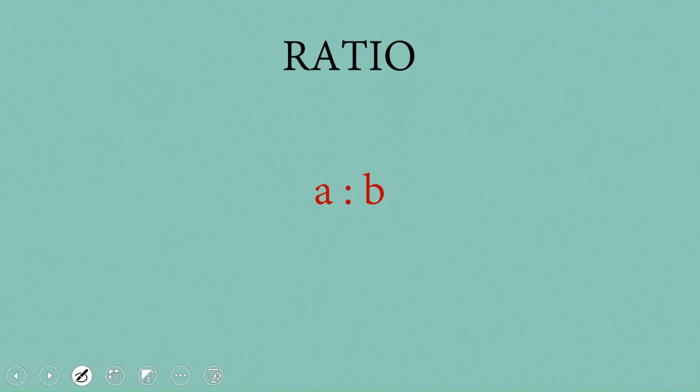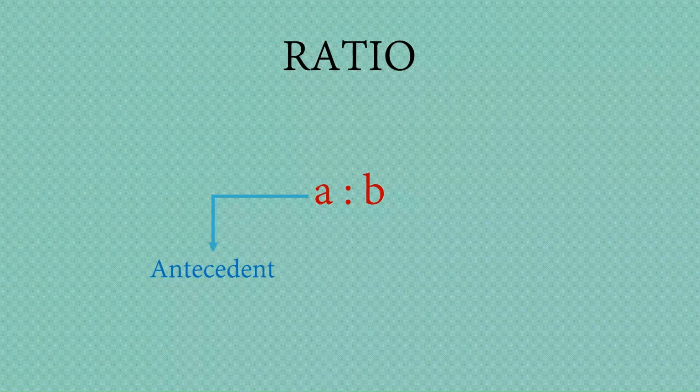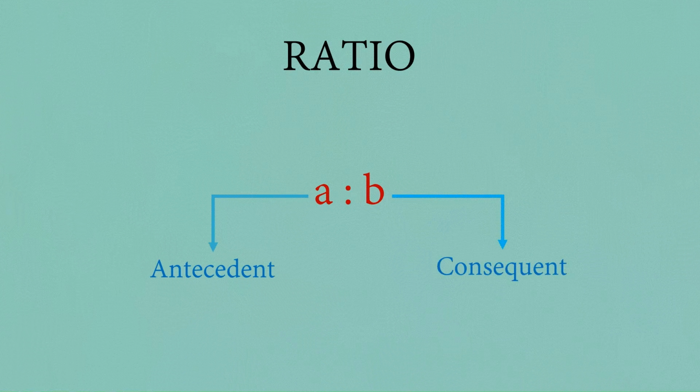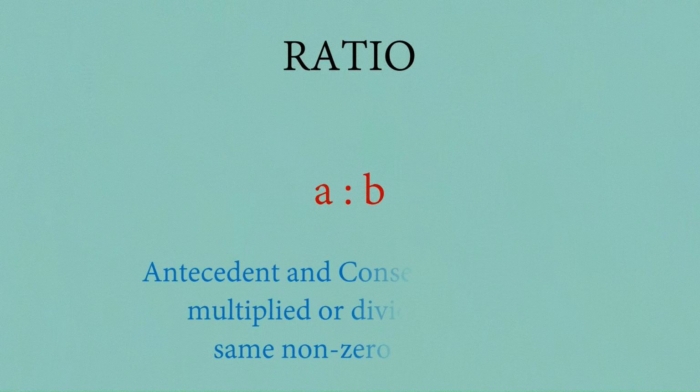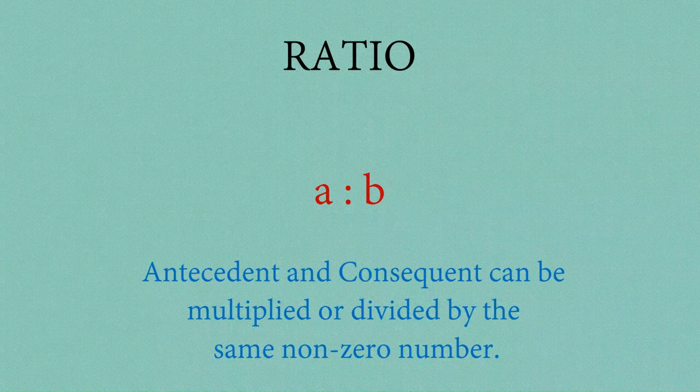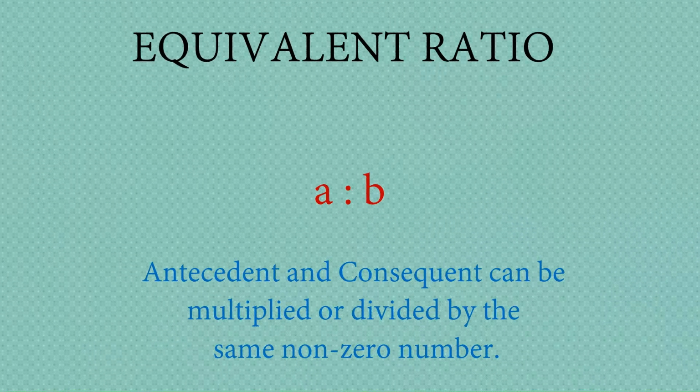Now let us understand the terms in a ratio. We are writing the ratio as A is to B. A is the first term and B is the last term. And the middle colon, read it as "is to". The first term A is called the antecedent and the second term B is called the consequent. Both the antecedent and consequent can be multiplied or divided by the same non-zero number. When we do this multiplication or division, we will get the equivalent ratio.